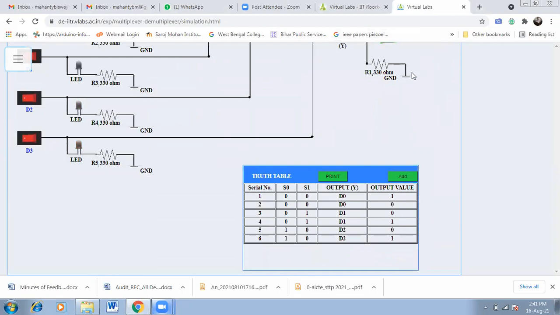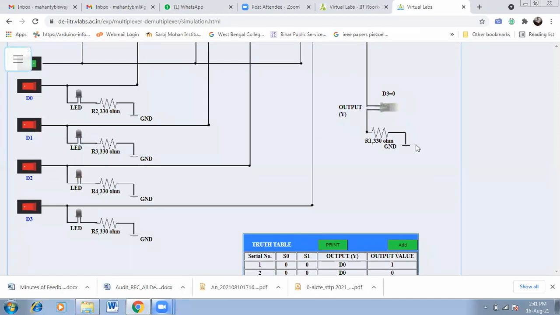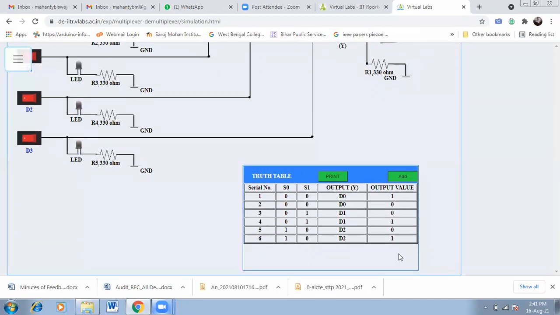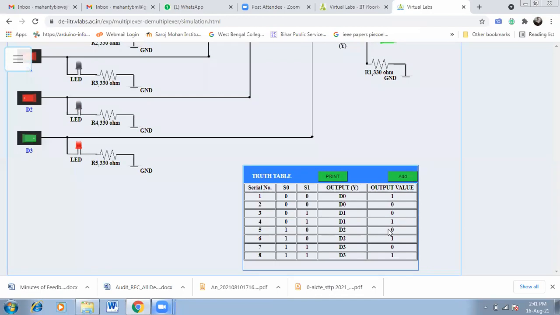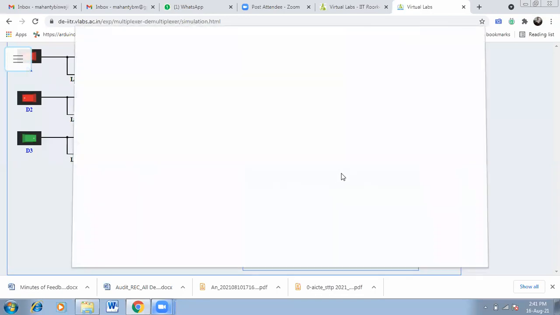So only D3 will be selected. Here D3 is 0, so we got 0 value here. Now make D3 on. So D3 is 1, and the output is 1. Now you can print this for your future use.